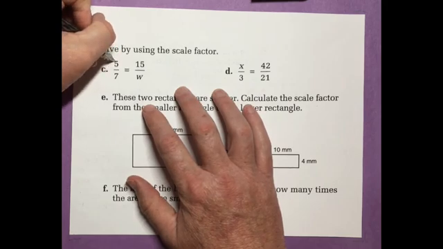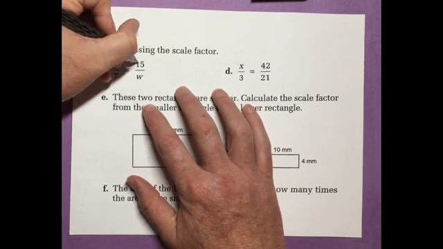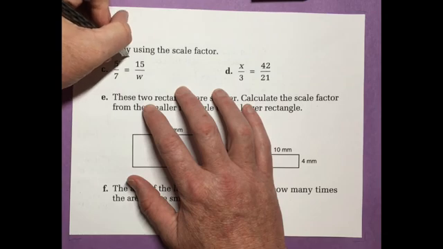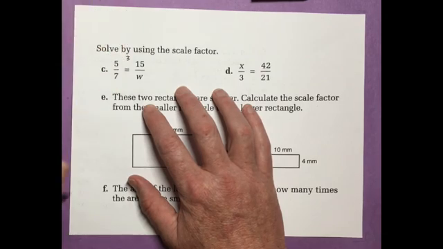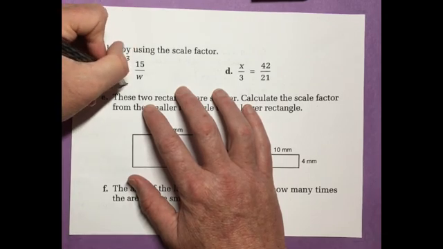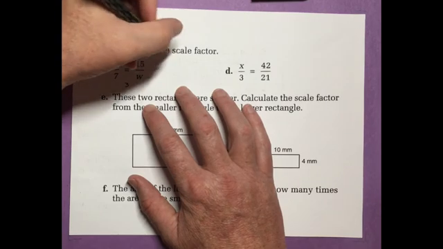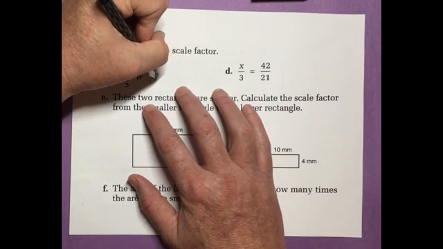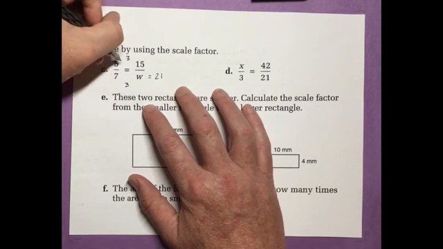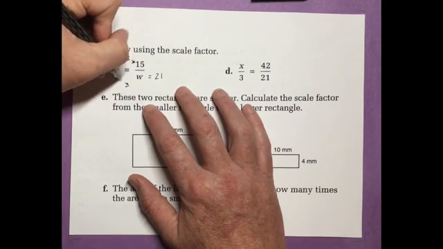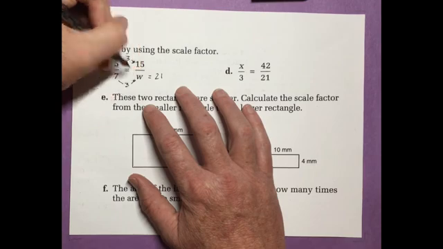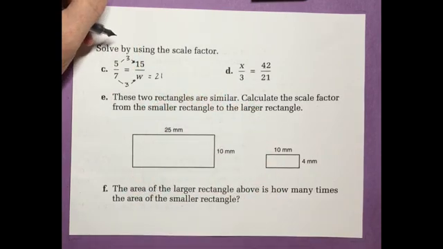to go from 5 to 15 required a scale factor of 3. That means the scale factor for the denominator must be the same. That means W here must be 21, or 7 times 3. 5 times 3 is 15, so 7 times 3 is 21. There you go. You just solved for W using the scale factor. No cross multiplying, none of that beeswax.